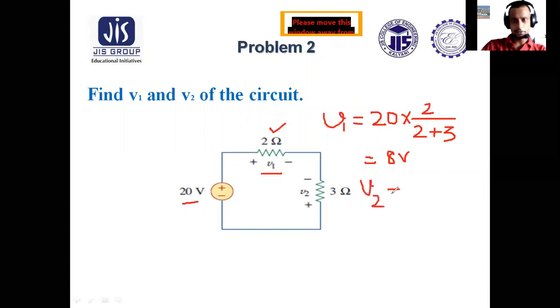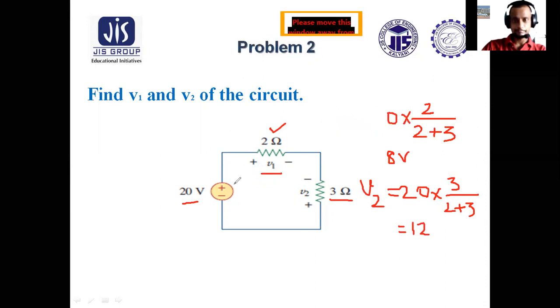Similarly, what should be V2? V2 will be total voltage 20 multiplied by 3. Voltage across this is to be determined, so this will be in the numerator, by 2 plus 3, that is 12 volt.